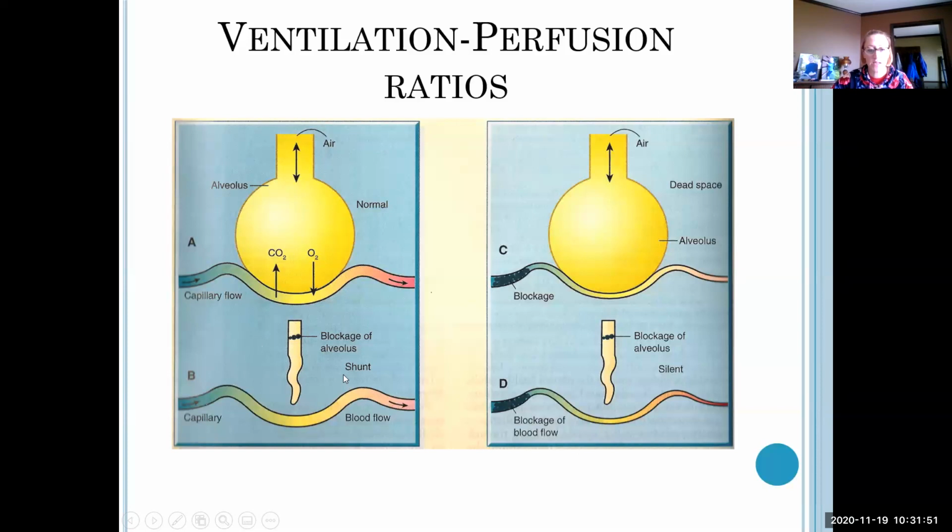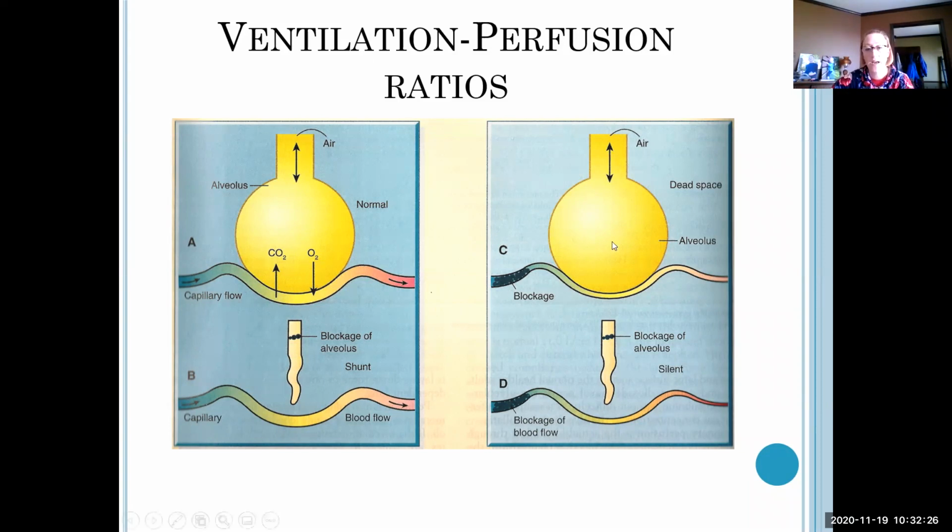Then here we have a blockage of the alveoli. Maybe it's like mucus, they have atelectasis, whatever the case may be. Now they have poor ventilation, but they still have adequate perfusion. Either way, if they don't have one or the other, they're going to have decreased oxygenation. So with this one, with the collapsed alveoli, for whatever reason, this is our low VQ ratio, because low ventilation to perfusion ratio.